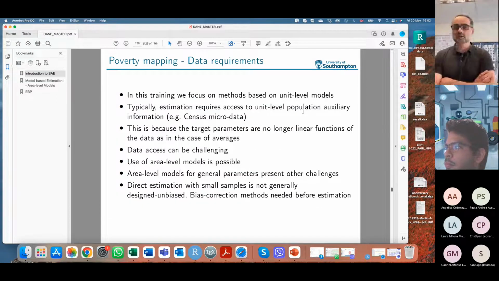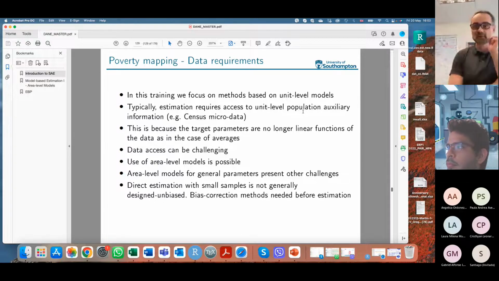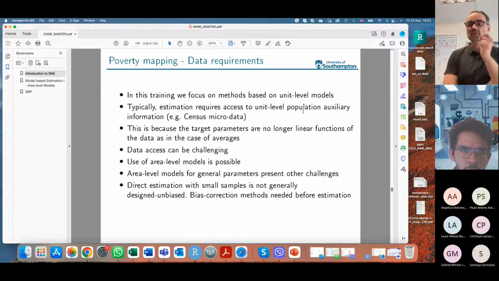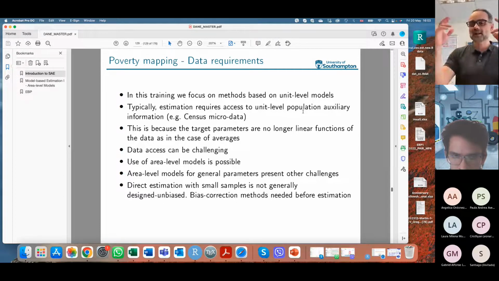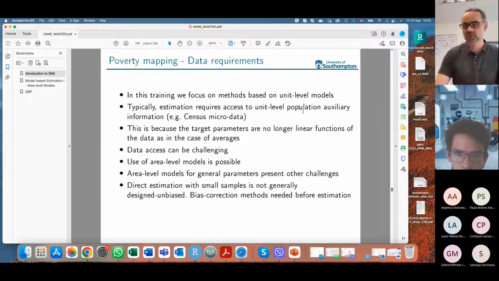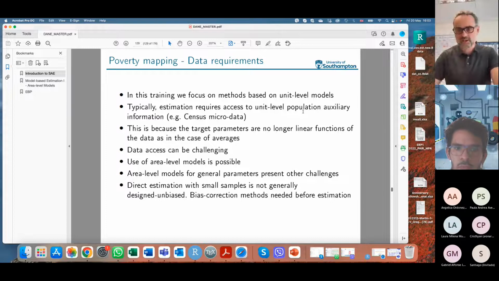So what data do we need to have in order to implement the methods? The estimation requires access to unit level population auxiliary information. In other words, census type microdata, or administrative type microdata that cover the entire population. So unlike the basic model that I described before, which is the Battese, Harter, and Fuller model, in this case, we need to have access to population level microdata.